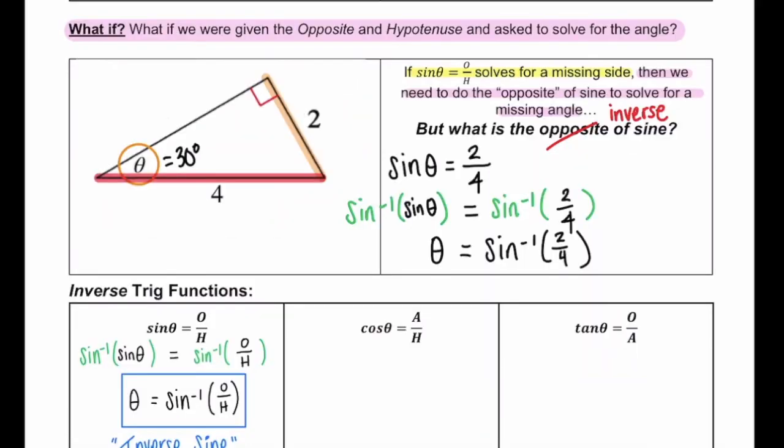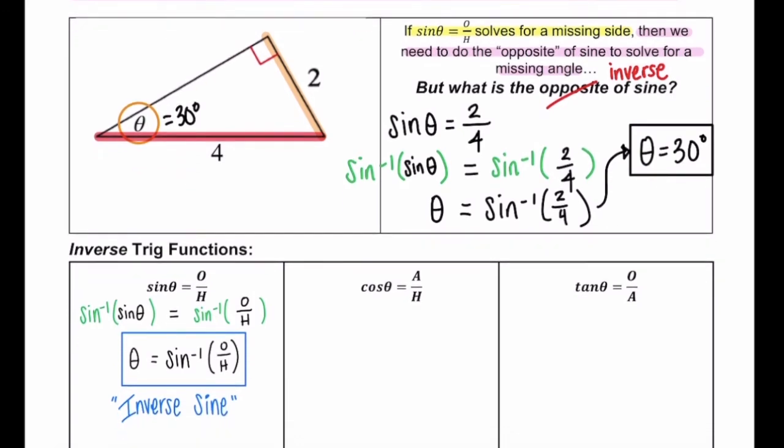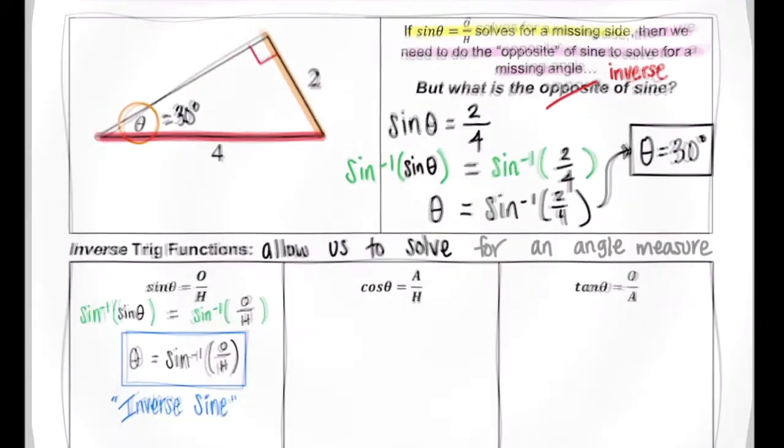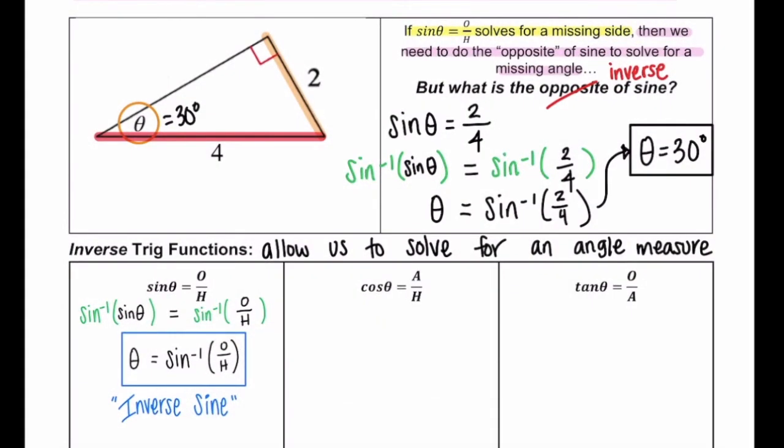So according to our calculations, the value of theta is 30 degrees, which we already knew because we were working with the same triangle. So if trig functions, sine, cosine, and tangent, allow us to solve for a side length, the inverse trig functions allow us to solve for an angle measure.